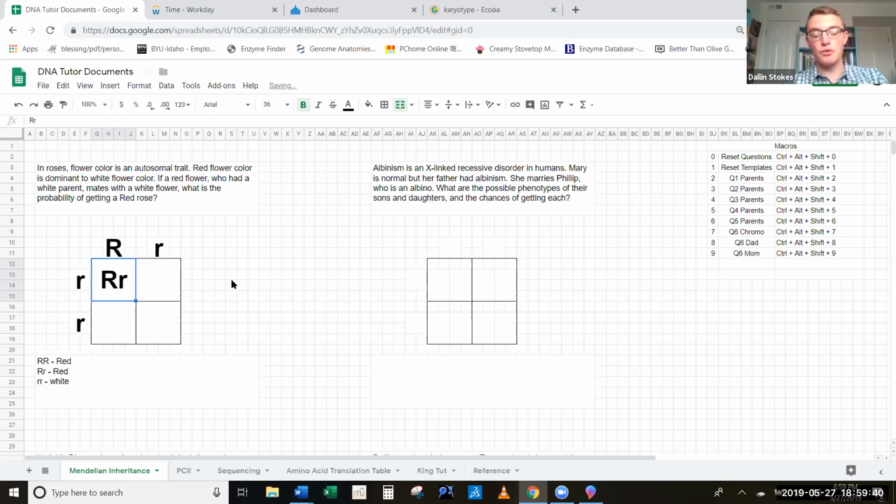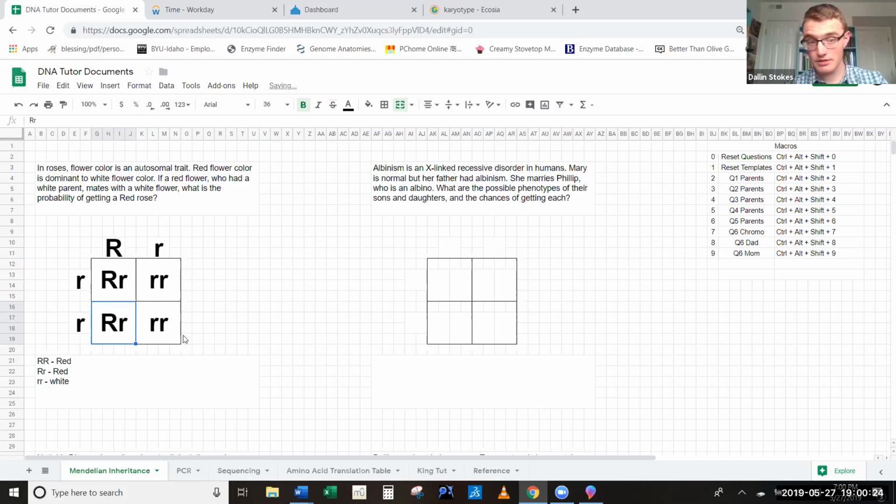And usually we write it with the capital letter first, just out of convention, so that you know that's the dominant one. So I guess it would technically be right if you write it like this, but we usually write it like this for simplicity. Big R, little r, because he got the big R from dad and a little r from mom. But what about this combo? The little r comes down from dad, and the little r comes across from mom. You end up with little r, little r.